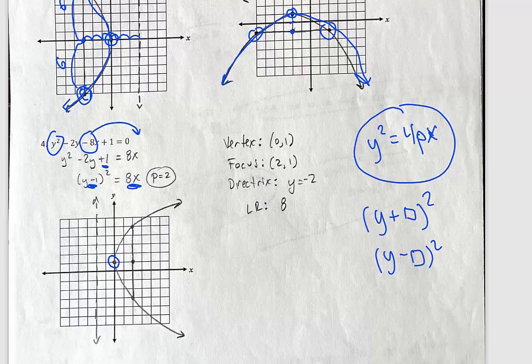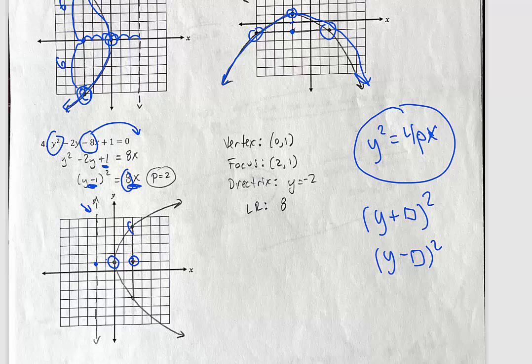So there's my vertex. And now I just need to find p. Well, divide a 4 out of the 8, and we'll find that p is +2. So we're going to go over here from this point, +2 in the x direction, 1, 2. There's my focus. Now on the other side, we'll find a directrix by going 1, 2 the other way. Draw a nice vertical line there at x equals -2.